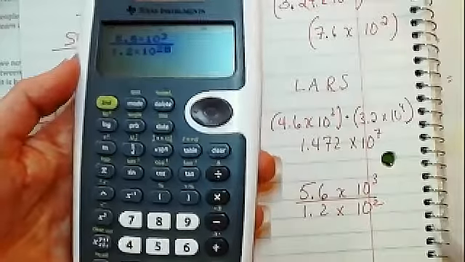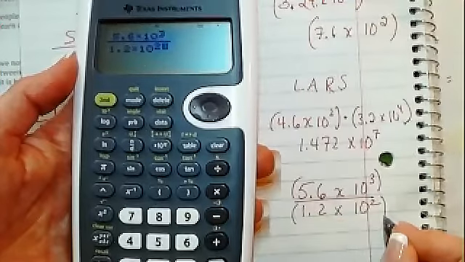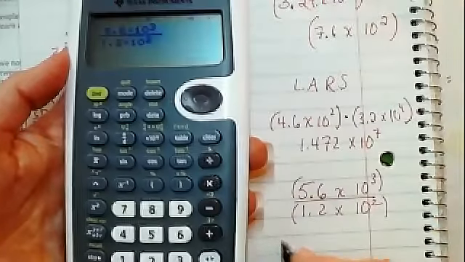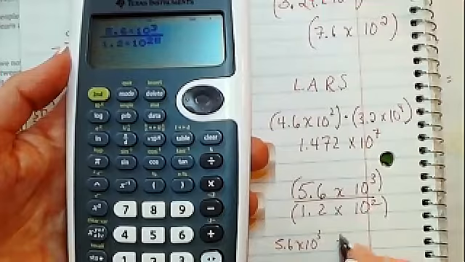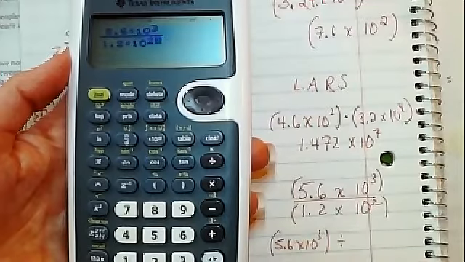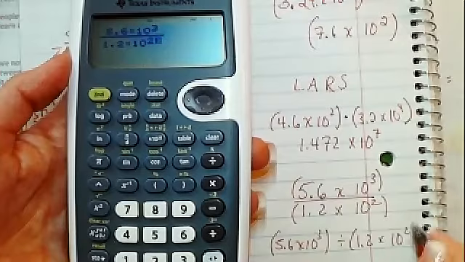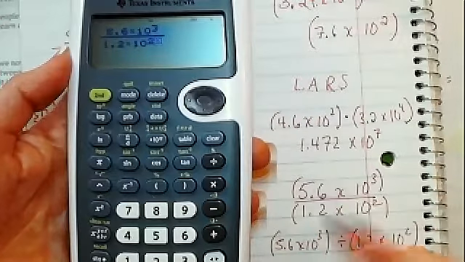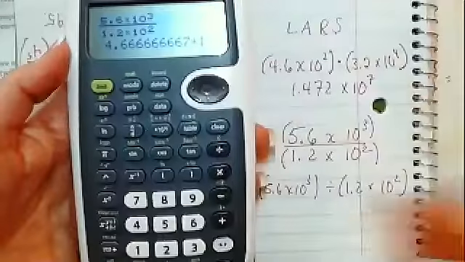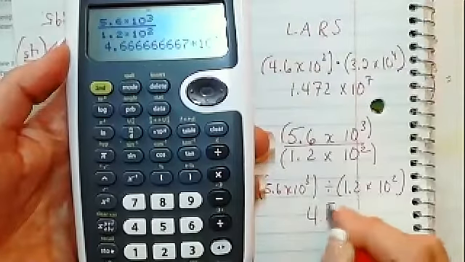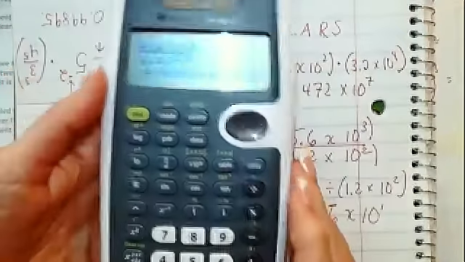Now this time I don't need parentheses because it forces it to do everything on top first and then everything on bottom. However, if it was written horizontally, if it was 5.6 times 10 to the 3rd divided by 1.2 times 10 to the 2nd, I would 100% have to have parentheses. But the way this is written, it does all the top divided by all the bottom. And then it tells me my answer is 4.6 repeating times 10 to the 1st power.